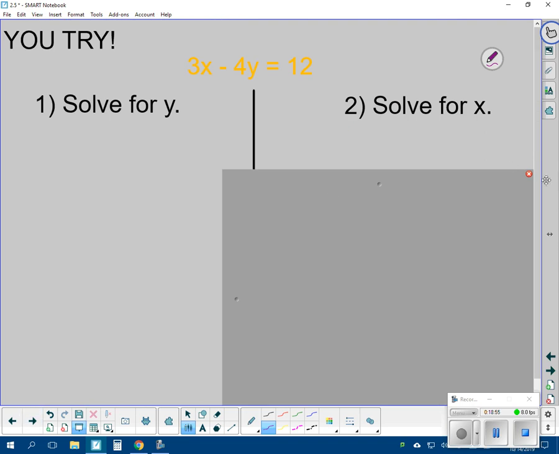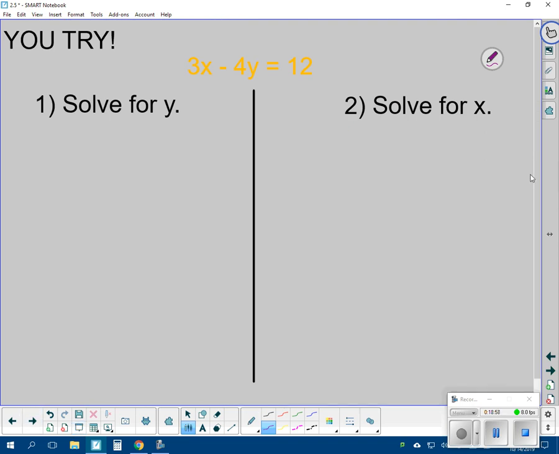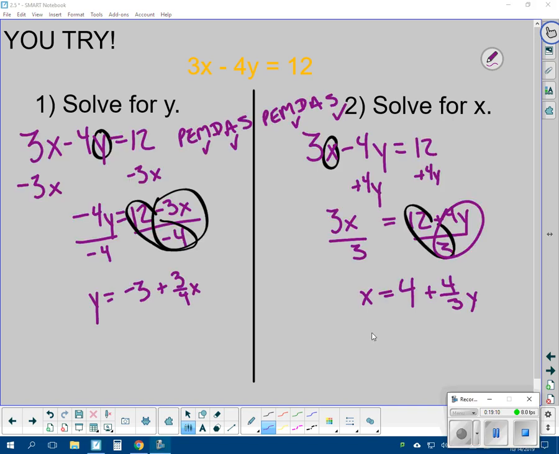All right, here's 2 problems for you. I want you to pause the video and you guys try them. Pause the video, try these. You're using this yellow equation for both. Solve it for y the first time, solve it for x the second time. Give it a shot. All right, let's check them out.